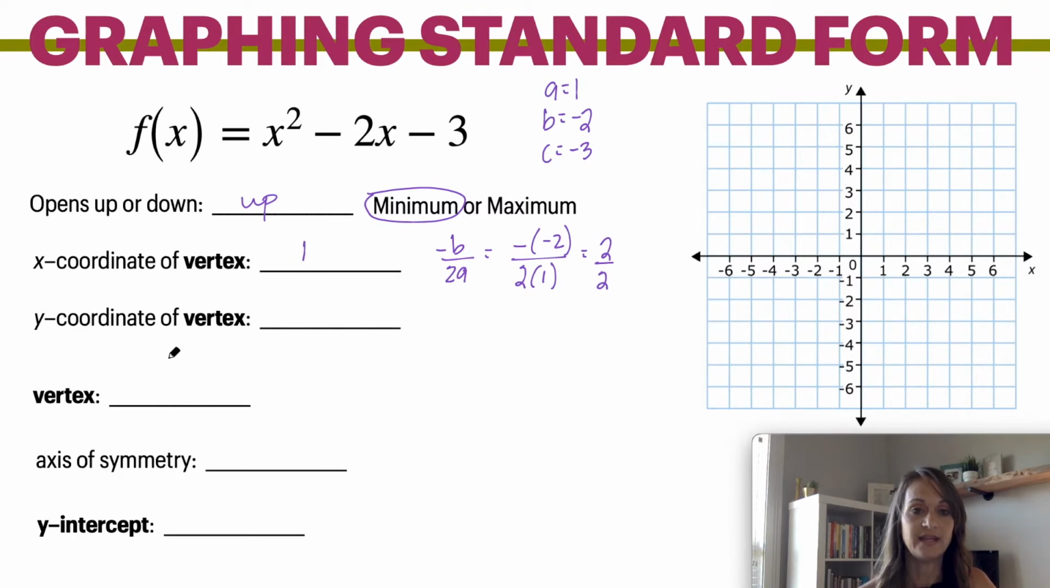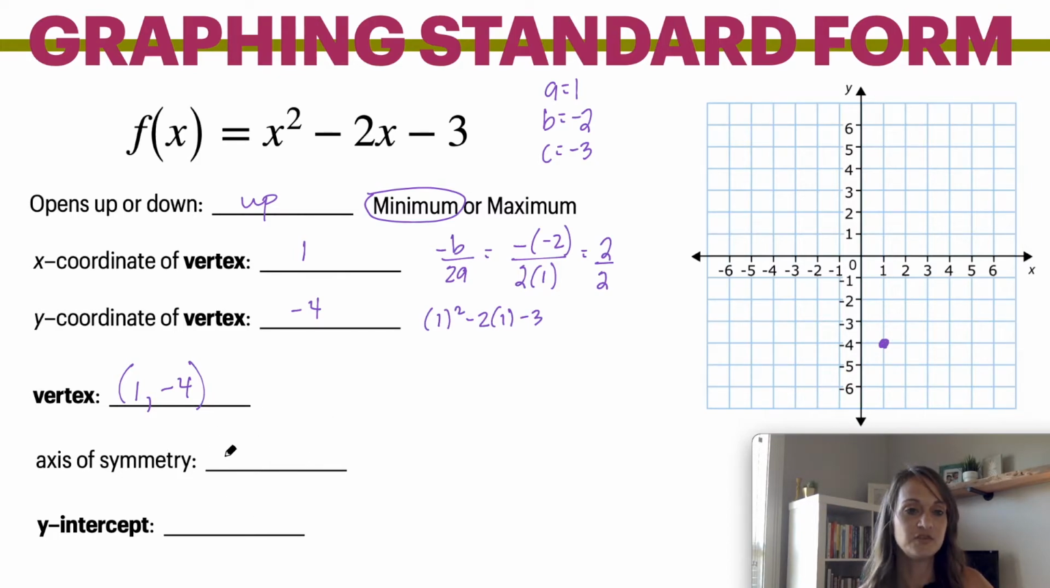The y-coordinate is going to be found by plugging 1 back in. So we'll get 1 squared minus 2 times 1 minus 3. 1 minus 2 is -1, and -1 minus 3 is -4. So therefore, my vertex is the coordinate point 1, -4. So if I plot this, 1, -4 is going to go at that coordinate point right there.